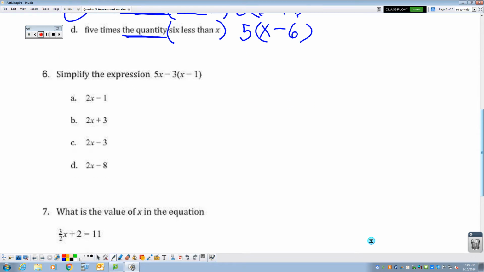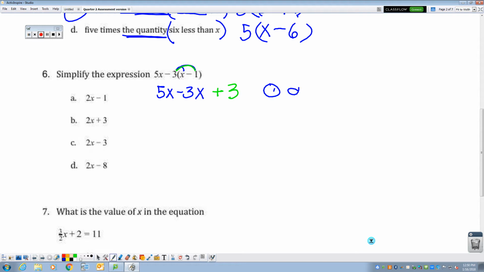Number 6, simplify the expression. So for this question, the very first thing I need to do is my distributive property. Where we have to be careful is in this second piece of the distributive property. -3 times -1 gives me a positive 3. That's the term to watch out for. And now we combine like terms.